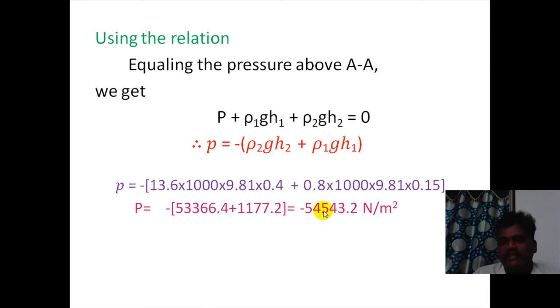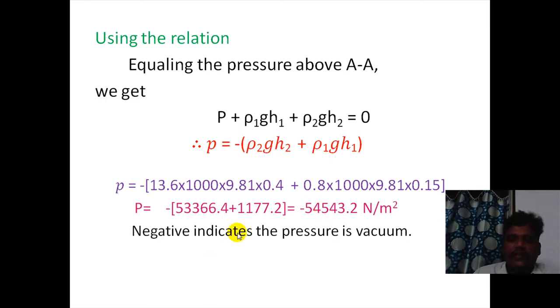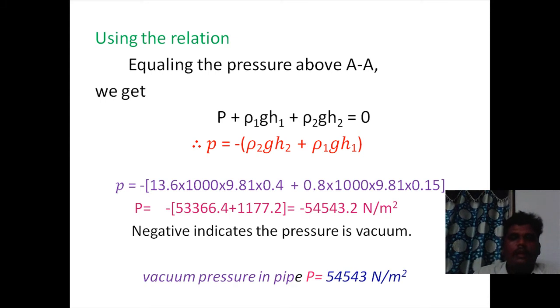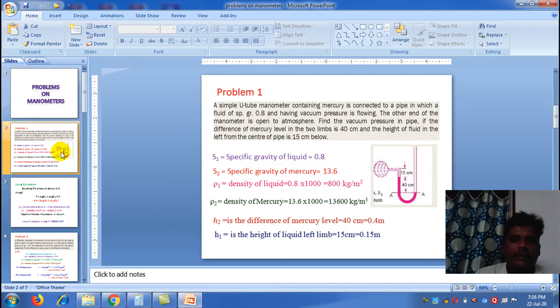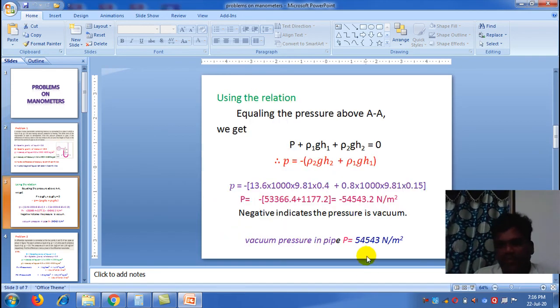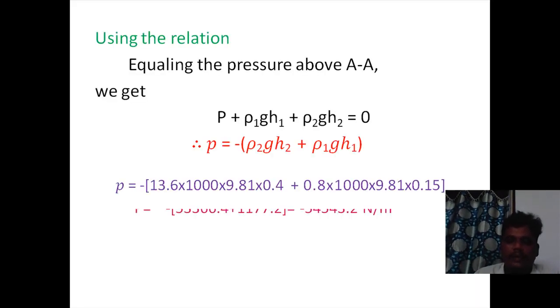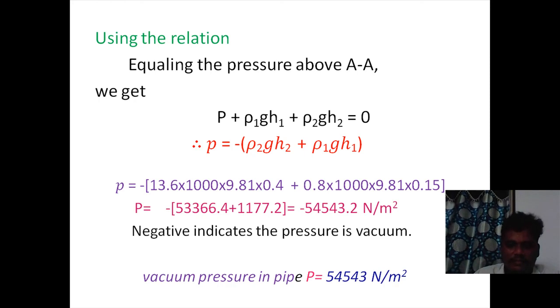The negative sign indicates the pressure is vacuum pressure. Whenever the pressure is vacuum, below the atmospheric pressure, that's why it's minus. So the vacuum pressure inside the pipe P is 5453.2 Newton per meter square. The unit of pressure is Newton per meter square. This is the answer. Very simple.